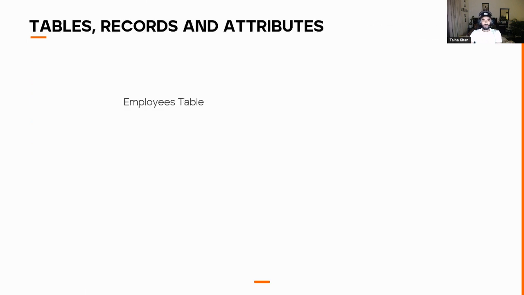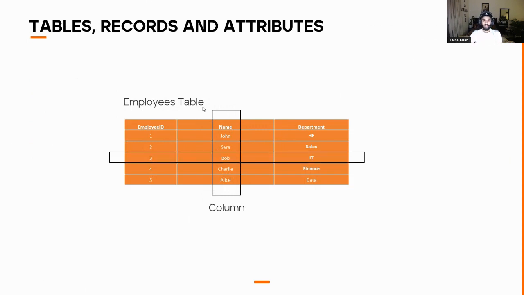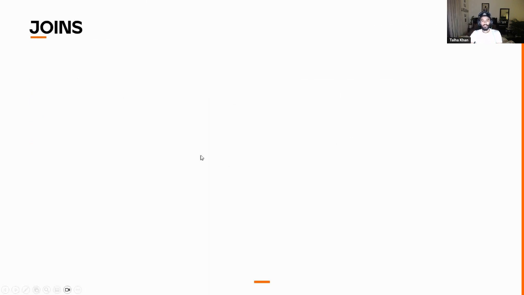Then just to give you a quick recap of tables, records, and attributes. Let's say we have this employee table. A table is nothing but a combination of rows, the horizontal ones, and columns. If you look at these vertical ones, we discussed that these are columns. We also call them attributes, and we also call them fields. You'll only hear these three names: column, attribute, or field. Then we have these horizontal ones, which we call rows, records, or sometimes also events, right?